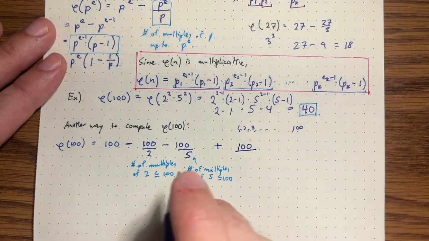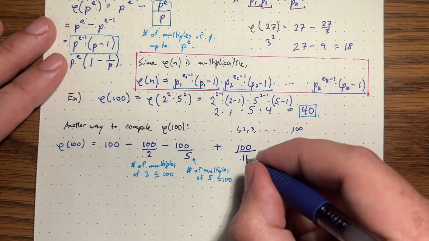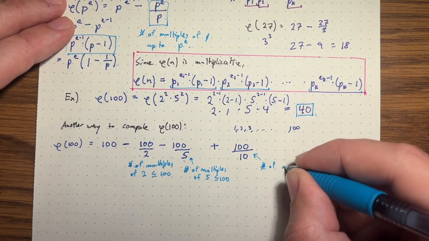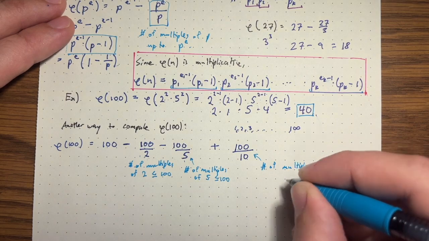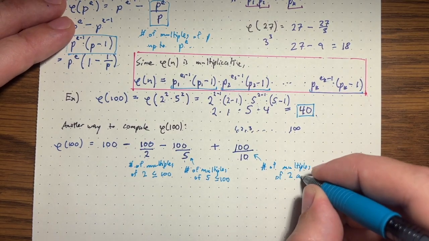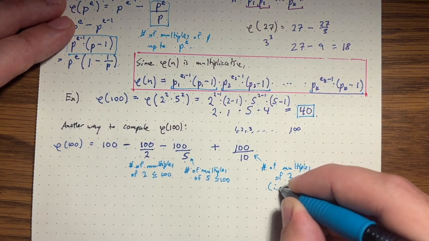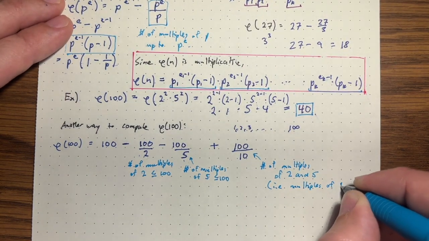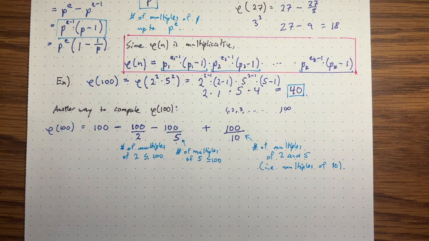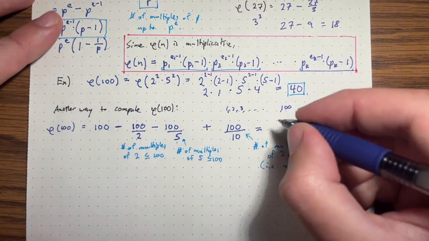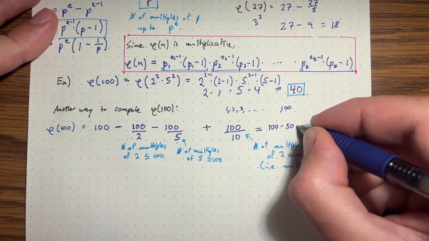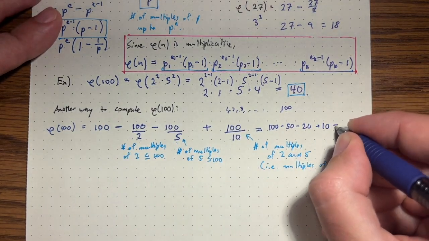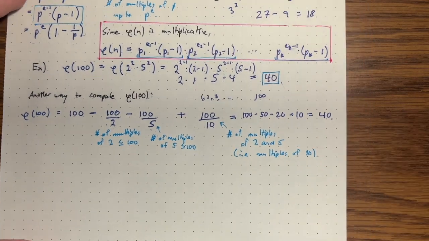And those are exactly the multiples of 2 and 5, which are the multiples of 10. So we add those back in. Multiples of 2 and 5, i.e. multiples of 10. And that's all we need to do. So we should get 40 again. Right? If we do 100 minus 50 minus 20, so that's 50 and 20, plus 10. Yes, we do indeed get 40. Okay, very nice.